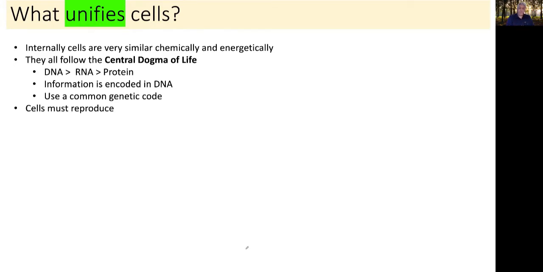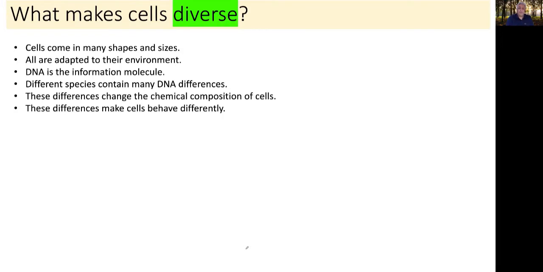So you mustn't forget that cells have many chemical and energetic needs that are very similar. However, I don't look like a monkey, I don't look like a plant, therefore that leads us to this concept, that we also have to explain the diversity of living things. Why am I different to another species of organism? And the answer there lies in the fact that cells can come in many shapes and sizes.